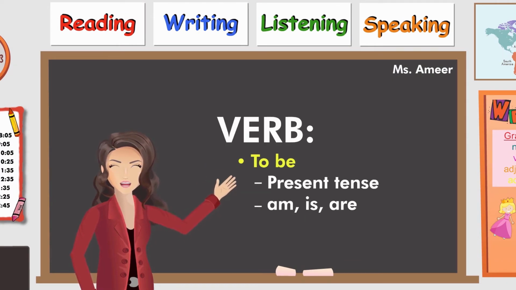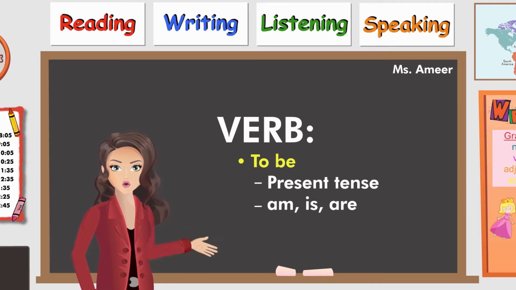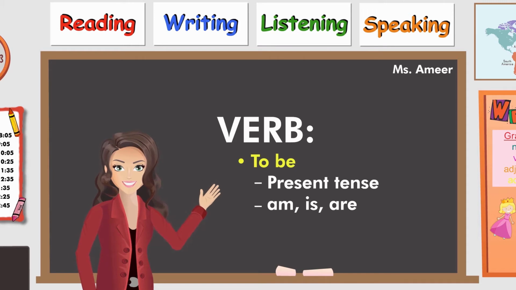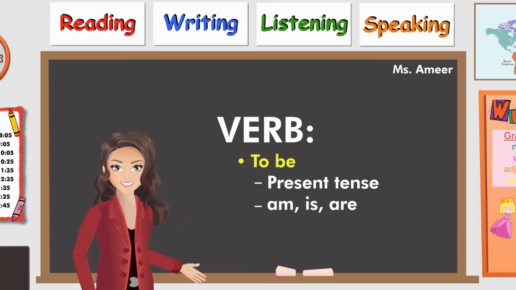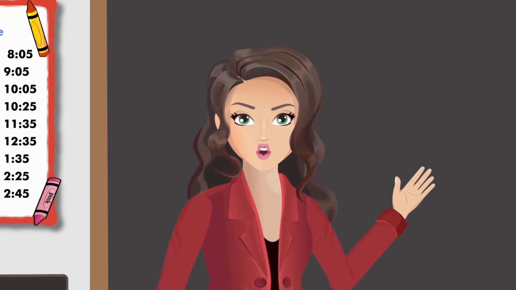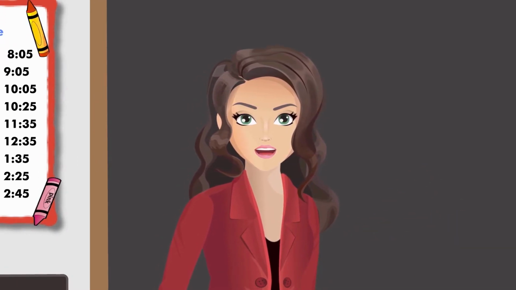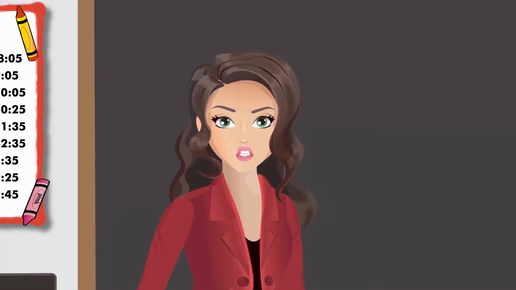Our lesson today is on verb to be in the present tense. We will learn how to use am, is, and are. Let's get started. Let's look at how verb to be is used with pronouns in affirmative and negative statements.